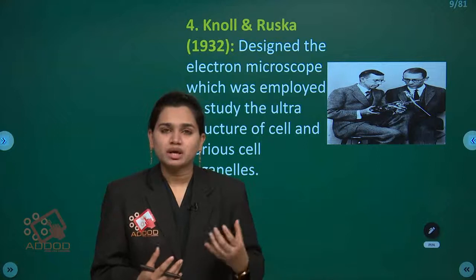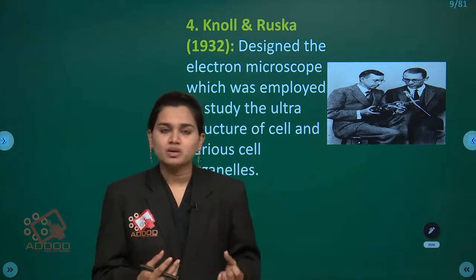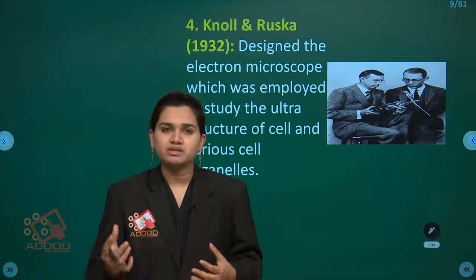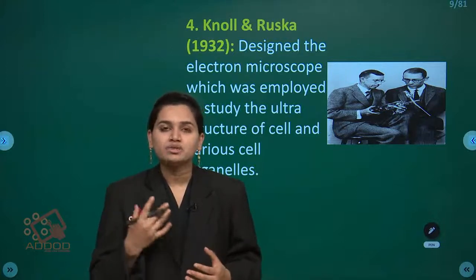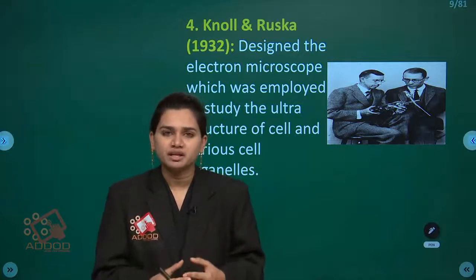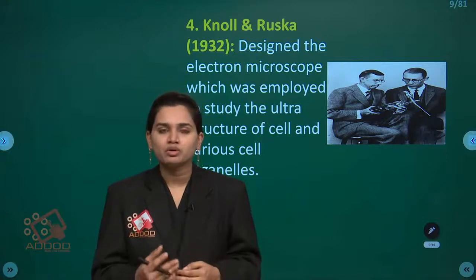They could observe the structure of the membrane which is covering the cell, the structure of the cell wall, the structure of cell organelles which are present inside the cell, and the various components which are present in the cytoplasm. All could be studied with the help of the electron microscope, which was discovered by Knoll and Ruska.